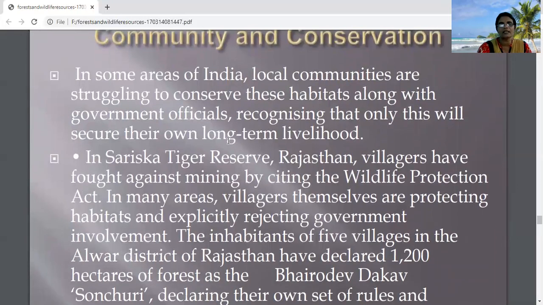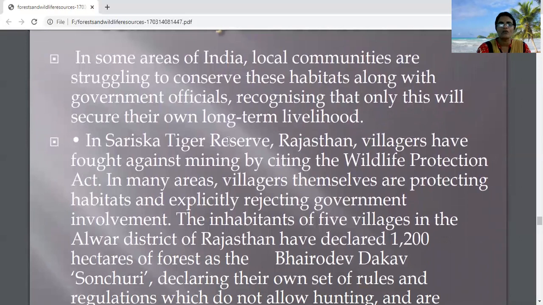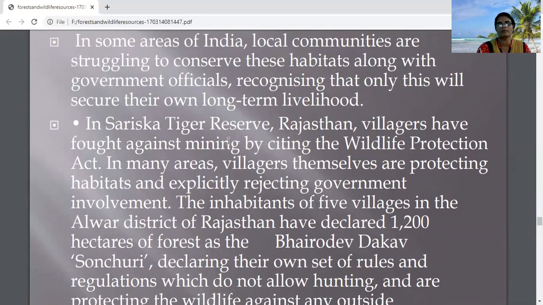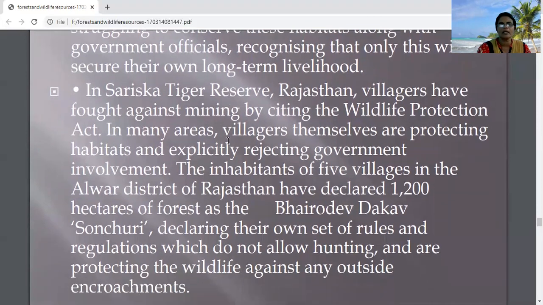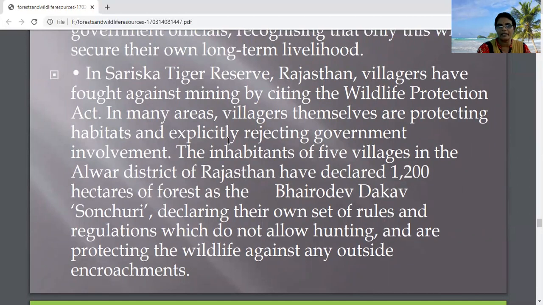For example, in Sariska Tiger Reserve, Rajasthan. Do you know where it is? In Rajasthan. At Sariska Tiger Reserve, villagers have fought against mining by citing the Wildlife Protection Act. There, the villagers of Rajasthan protect Sariska Tiger Reserve against mining activities. You know, mining activities will endanger the habitat of the tiger population. So against mining, villagers are highly alert in protecting these reserves. In many areas, villagers themselves are protecting habitats and explicitly rejecting government involvement. In some areas, villagers themselves take the responsibility of protecting habitats without the interference of government.